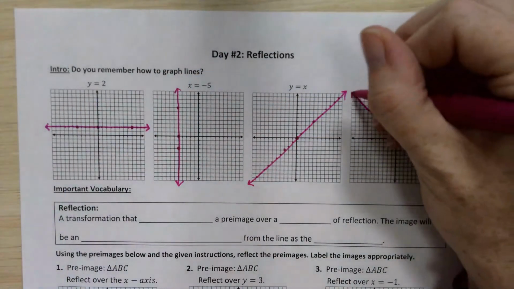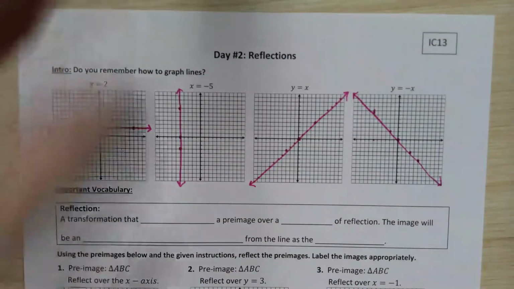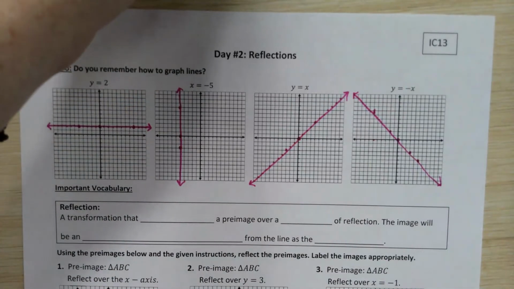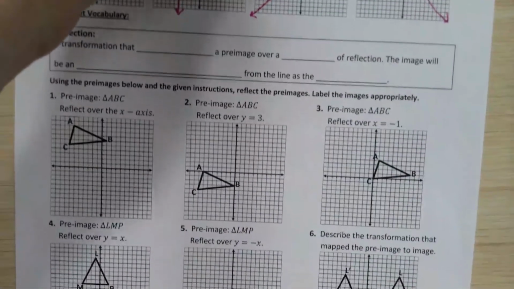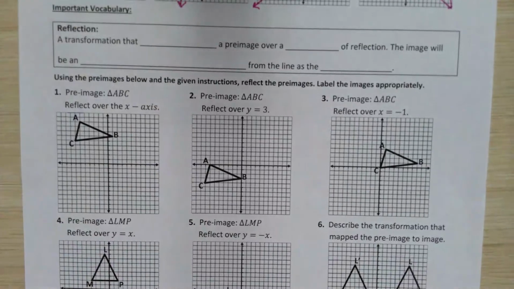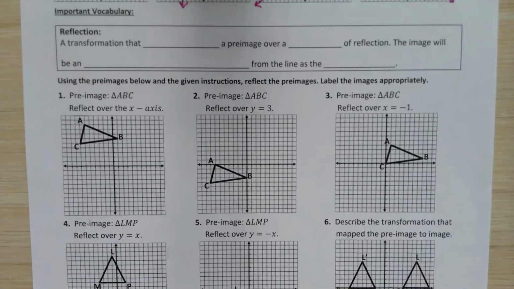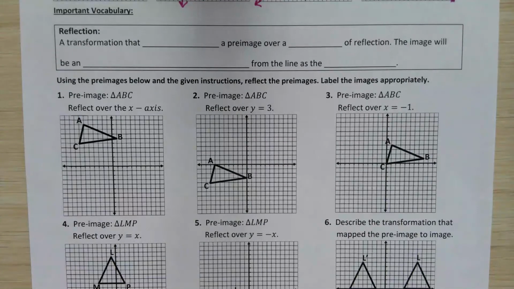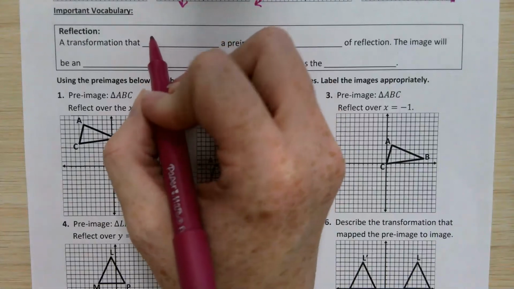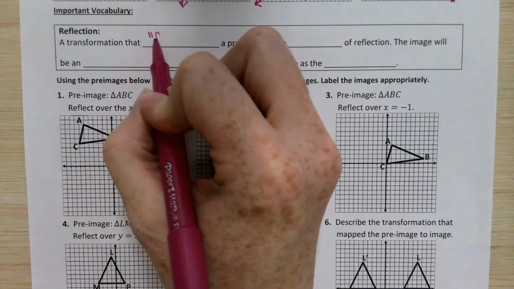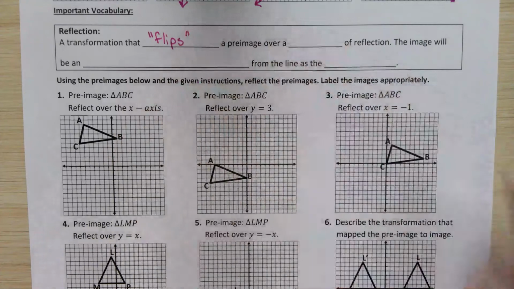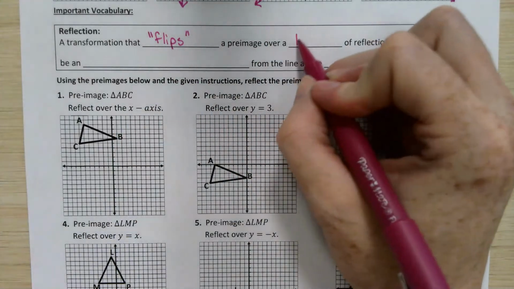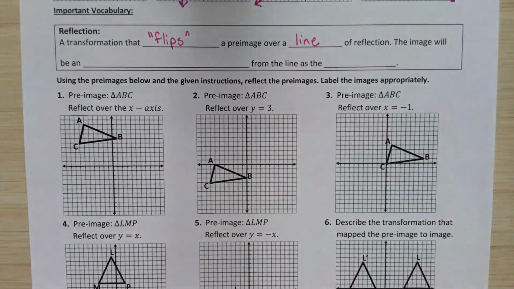Y equals negative x. Those types of lines are going to help us as we move into studying our next transformation a little bit more specifically. So the focus today is on reflecting. Like we said yesterday, a transformation that flips a preimage over a line of reflection is what we're talking about when we talk about reflections.